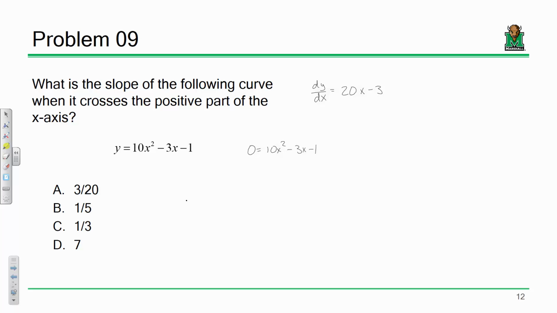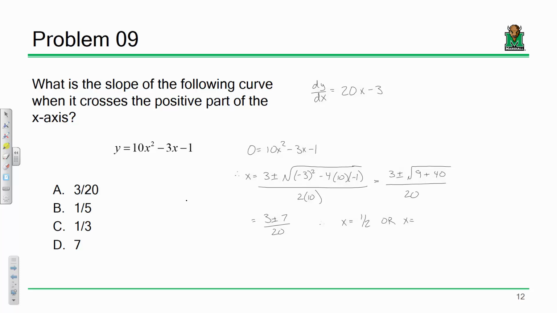minus 1, I will be heartbroken if you don't know how to solve this, because that's going to be x equals 3 plus or minus the square root of minus 3 squared minus 4 times 10 times minus 1 all over 2 times 10, right? Quadratic formula. So that's going to be 3 plus or minus the square root of 9 plus 40 over 20. So that's 3 plus or minus 7 over 20. So either x equals 1/2 or x equals minus 1/5.